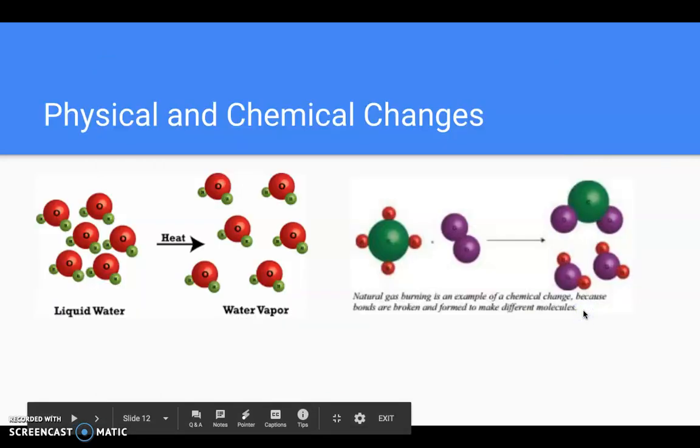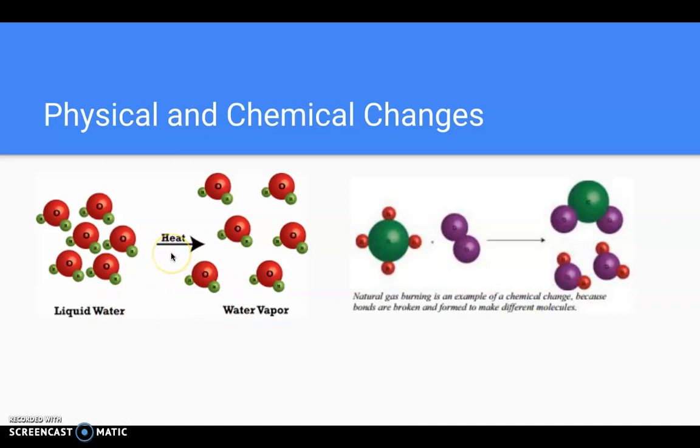So let's talk about those changes. Here is an example of a physical change: liquid water to water vapor. When heat is added, we can get states of matter changes. However, do you notice that the water molecules on the liquid water side of this equation are the same as water vapor? That is because this is a physical change. The molecular structure has stayed the same even when the change occurred.